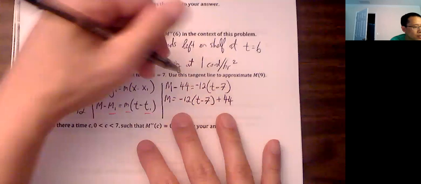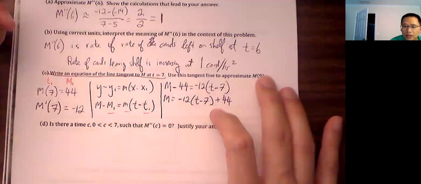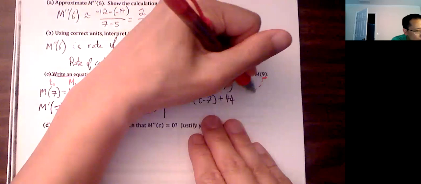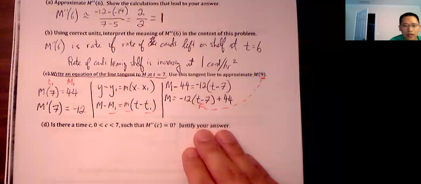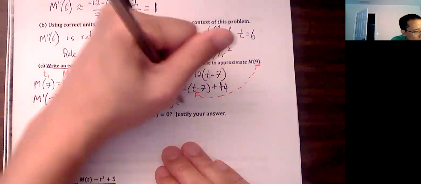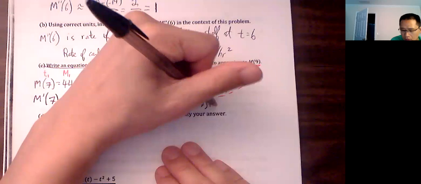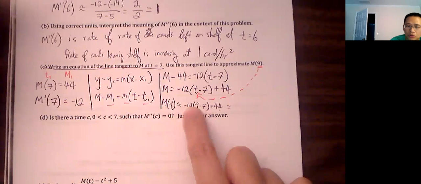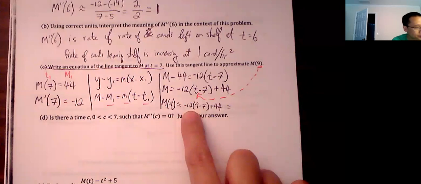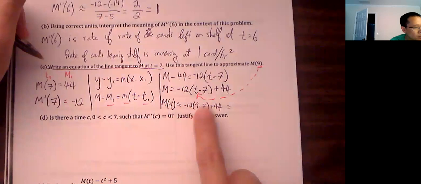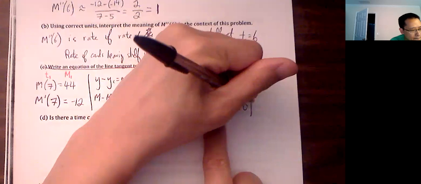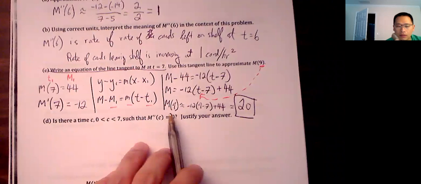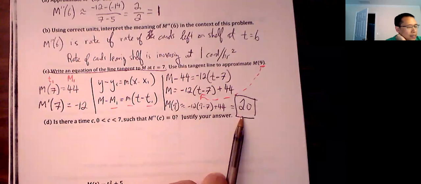So that's the first part. I have my equation written, but now I'm going to use this to approximate M of 9. So all that's saying is I'm just going to take that 9 and put it into this t value there, right? I'm just going to find M of 9 using this equation. So that becomes 2 times negative 12, which is negative 24, plus 44 is equal to 20. So that means approximately at the ninth hour in, there's going to be 20 cards left on the shelf. All right, no questions so far.